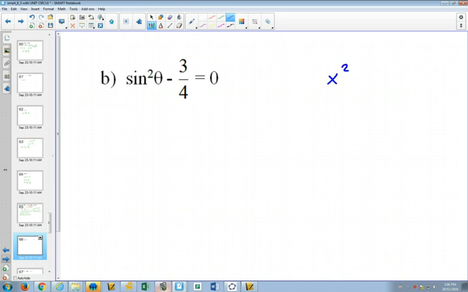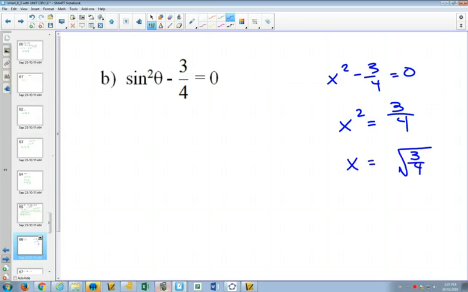Now, how would you solve a quadratic equation that looked like that? X squared minus 3 over 4 equals 0. Could factor that. That one's a little bit tricky to factor because it looks like a difference of squares, but 3 over 4 isn't a perfect square. You could get the x squared by itself. And then what would you do? Square root both sides. What mistake did I do? I forgot the plus or minus.